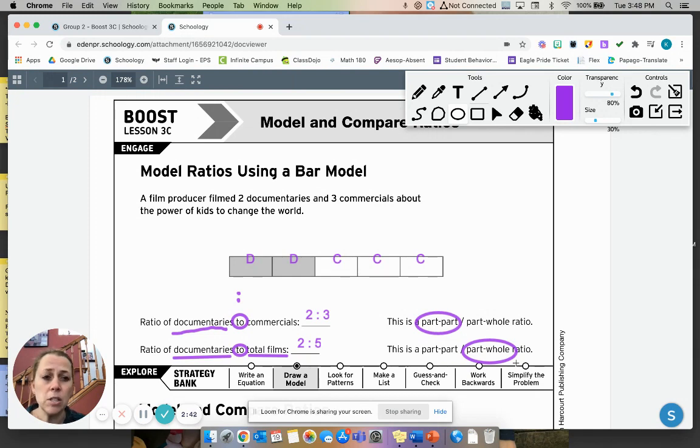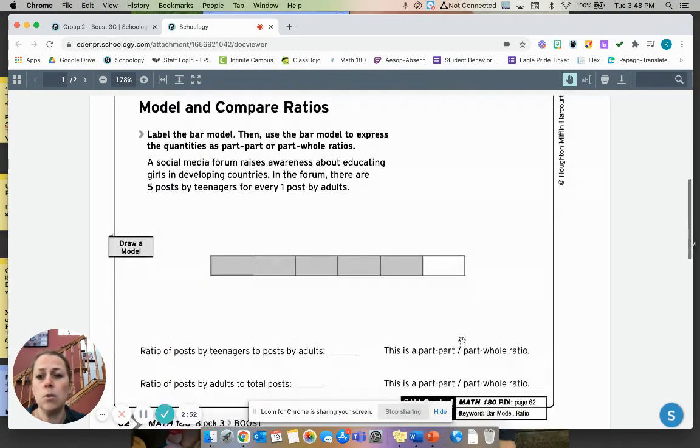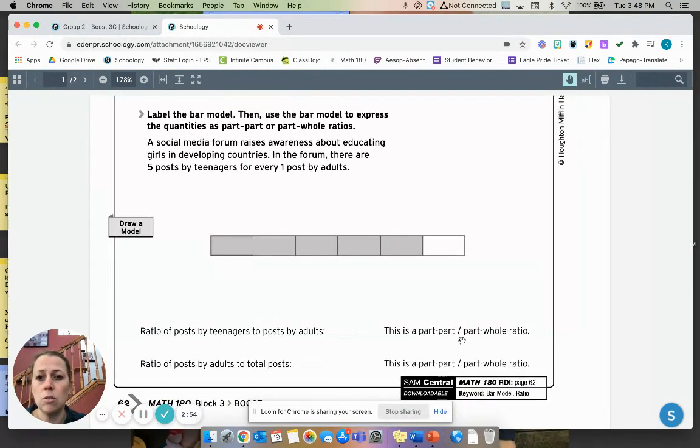If you have any questions on this problem, you can let me know. If you need more time to copy this down, go ahead and pause the video and restart it when you're ready. The second problem, group 2, is modeling and comparing ratios. We're going to label the bar model, then use the bar model to express the quantities as part to part or part to whole ratios.